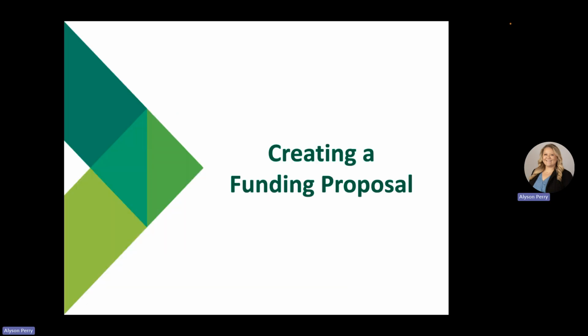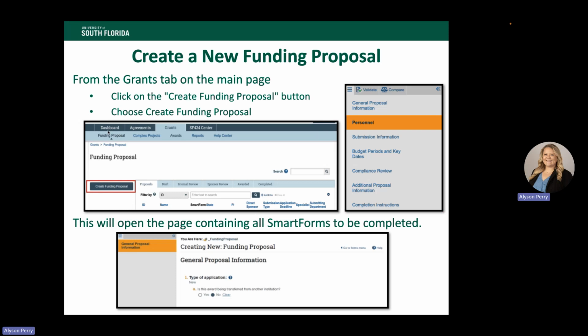Now that we've talked about navigating your general dashboard, we're going to move into creating a funding proposal. We started on this general dashboard page, and you would navigate to the Grants module. From the Grants module, you will select Create Funding Proposal, and a General Proposal Information Smart Form will populate. Now, a Smart Form, again, is just an online form where we're plugging in information.